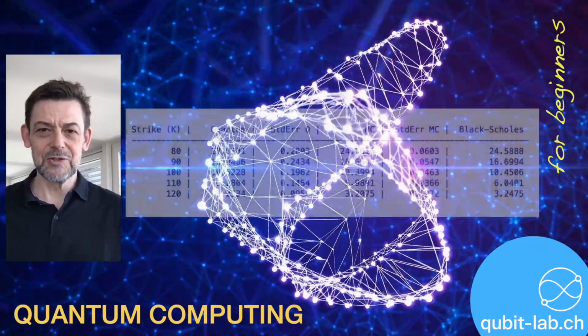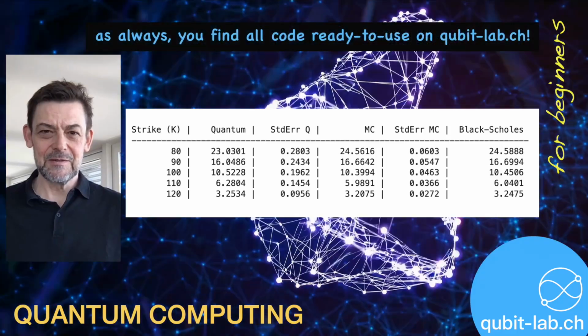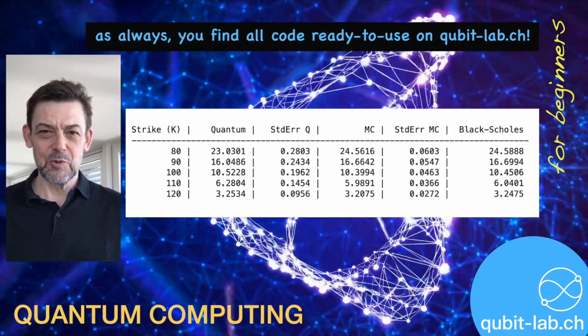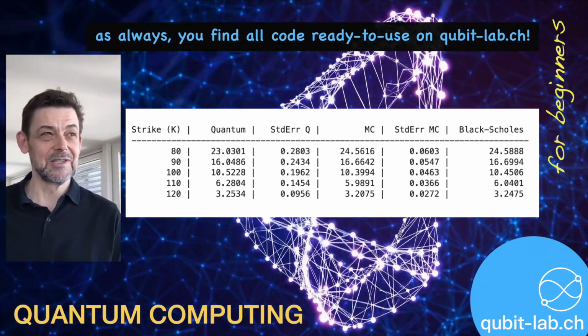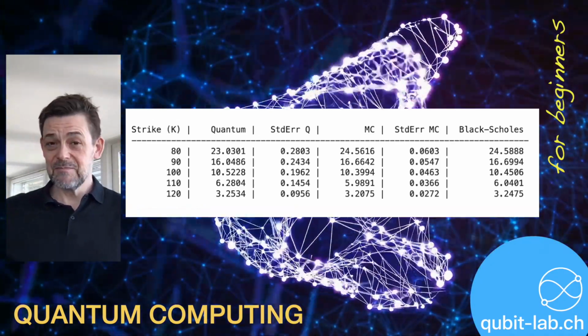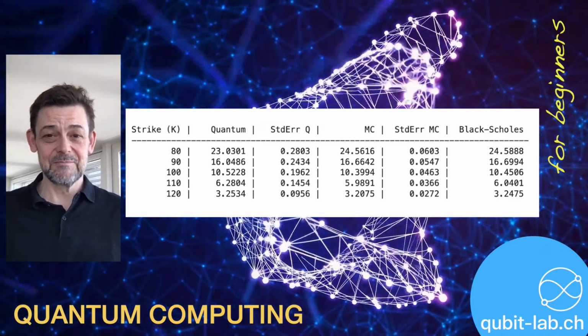Alright, back to our comparison. Here you can see the results of all three methods, classical Monte Carlo, Quantum Monte Carlo, and the Black-Scholes formula. And at this scale, they all agree pretty well. So, no big quantum advantage just yet.